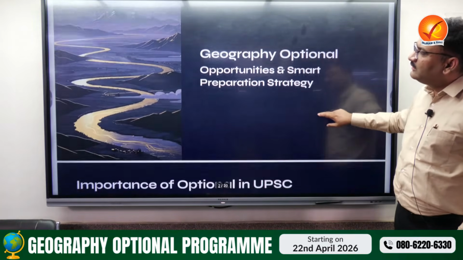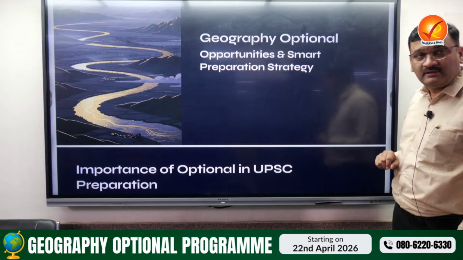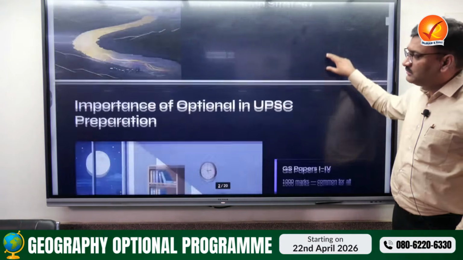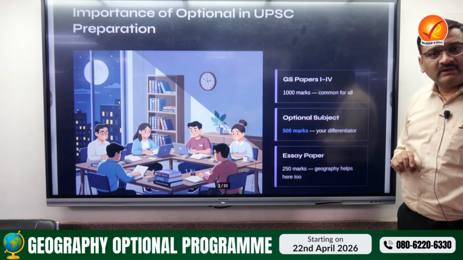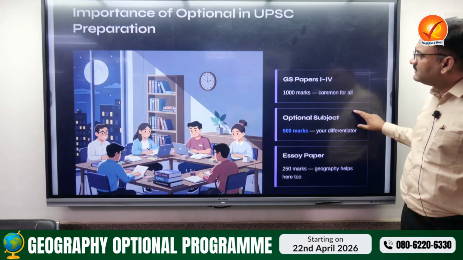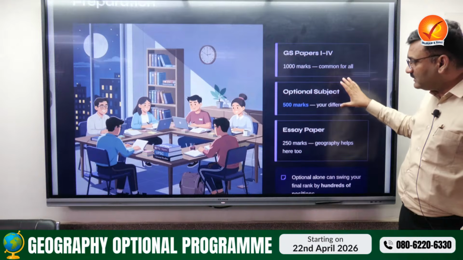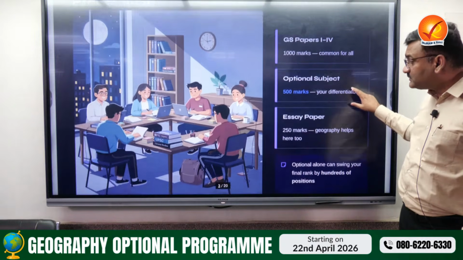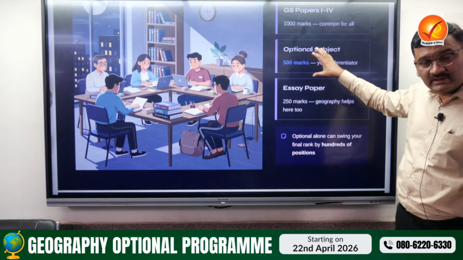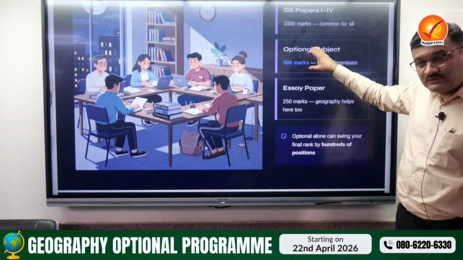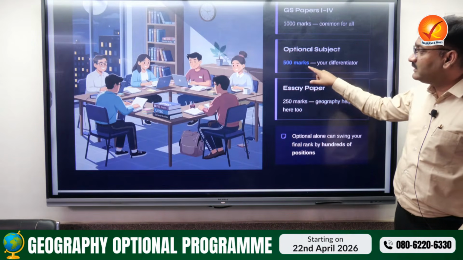See, we will look at what geography provides as an opportunity and what is the preparation strategy in this. So as you are aware, why optional is important in your entire UPSC preparation: as far as the pattern is concerned, GS has 1000 marks, optional constitutes 500 marks, but this 500 is going to make a lot of difference whether you are going to get selected, whether you are going to get your name in the final list or not, whether you are going to get the interview call or not. This will be decided by this 500 marks.